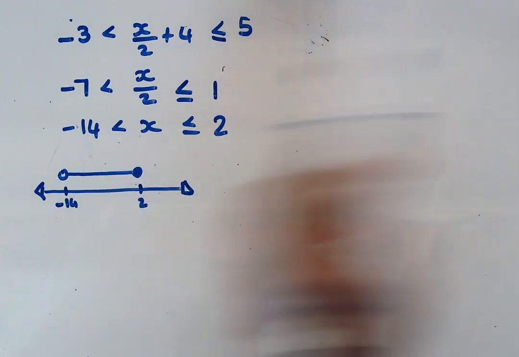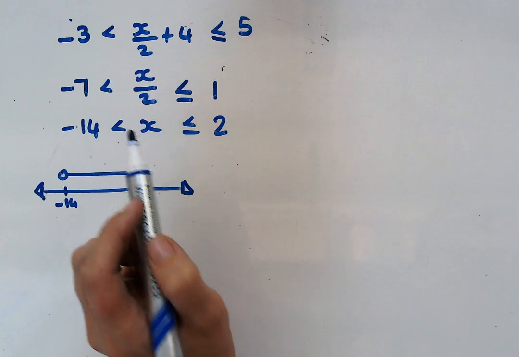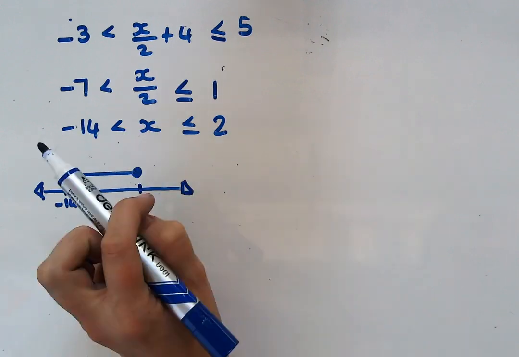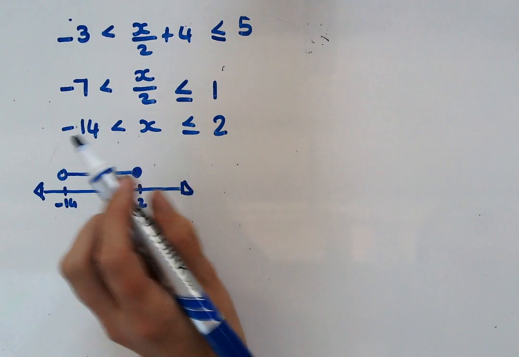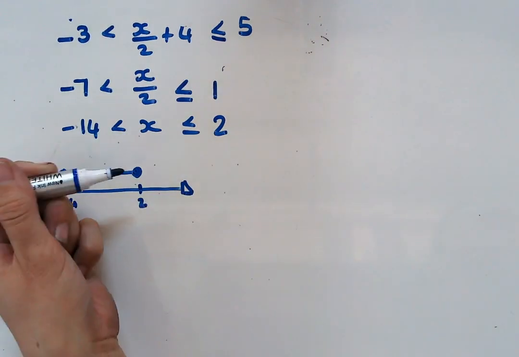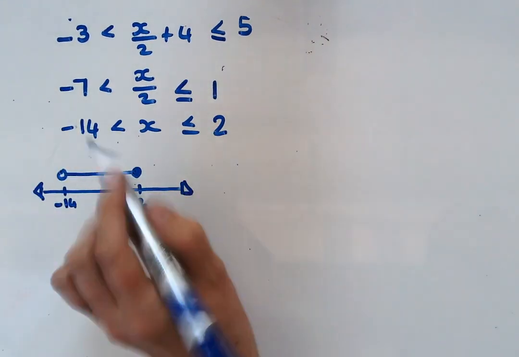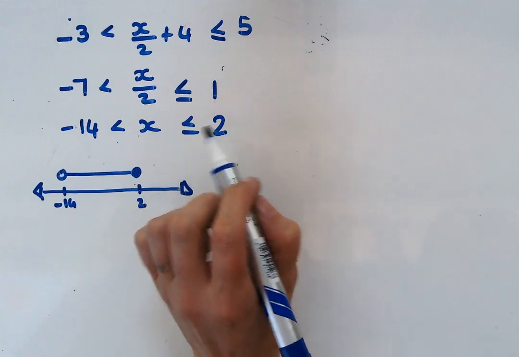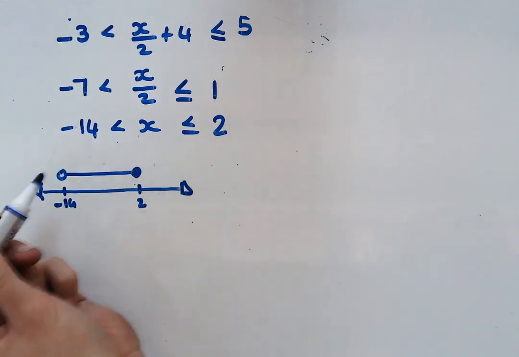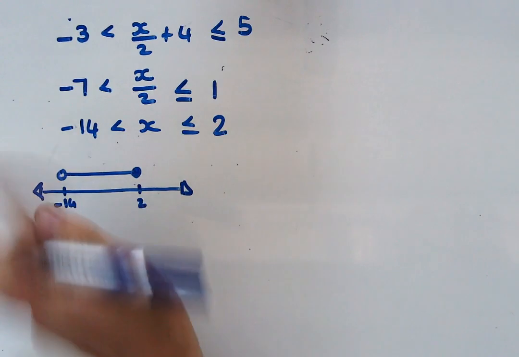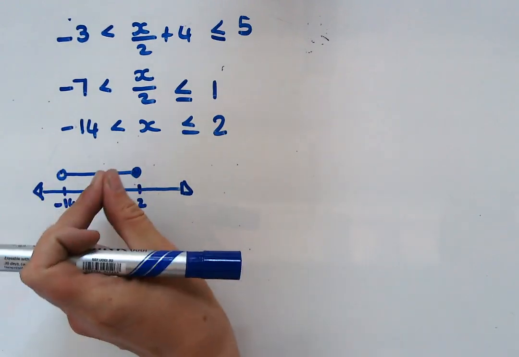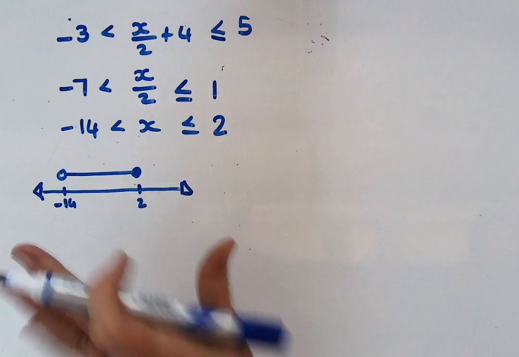Right, this says minus 14 is smaller than x. If I read it the other way around, it says x is bigger than minus 14. So x is that side of minus 14, and at the same time x is smaller than or equal to 2, so this side, smaller is that side on a number line. Right, so it's there in between. Right, that's the number line.